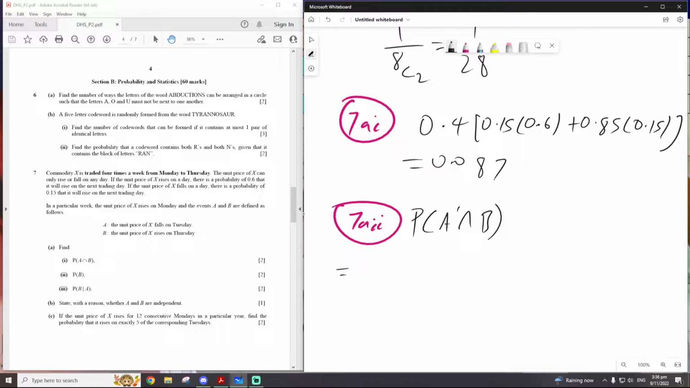So what if the price falls? So what if the price actually rises on Tuesday? So there's a 0.6 probability, right? So now consider that it will rise on Thursday. So 0.6 and 0.6 plus the probability that it falls, 0.4, and then 0.15 that will rise, right? This is 0.252. Okay, but what is A complement intersect B?